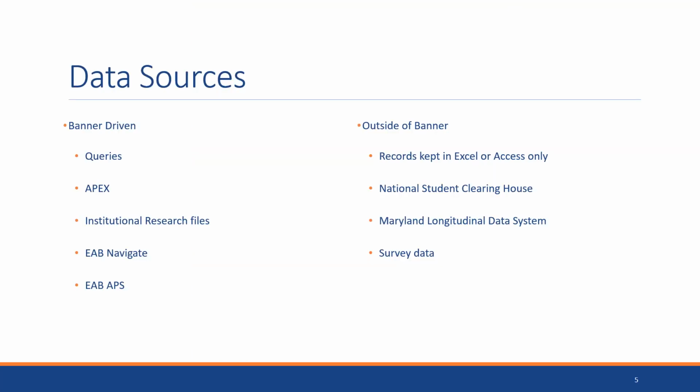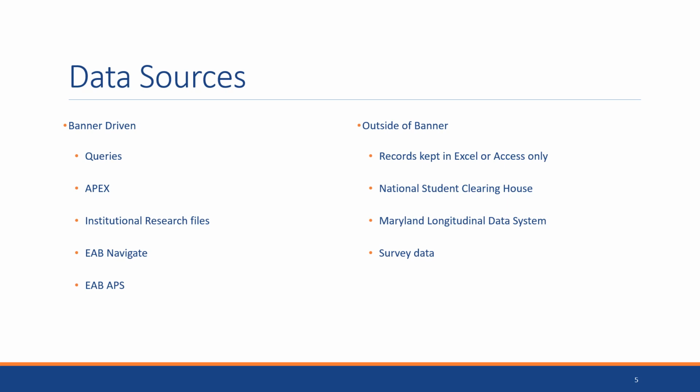Now, let's focus our attention on data sources that are Banner-driven and outside of Banner. In terms of Banner-driven, you have SQL queries, data from Apex that pulls data from Banner, institutional research files, and data from EAB Navigate and EAB APS. Then you have data outside of Banner like data that are only housed in Excel or Access, data from National Student Clearinghouse, Maryland Longitudinal Data System, and survey data.